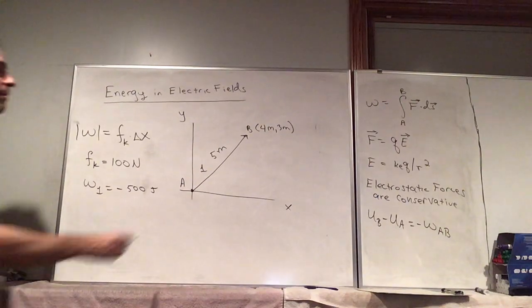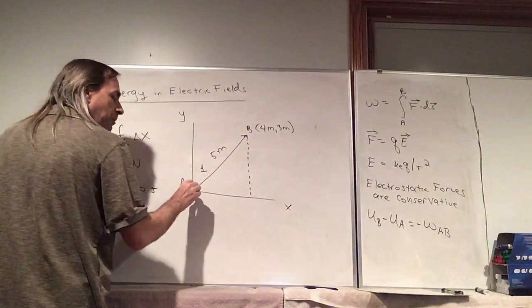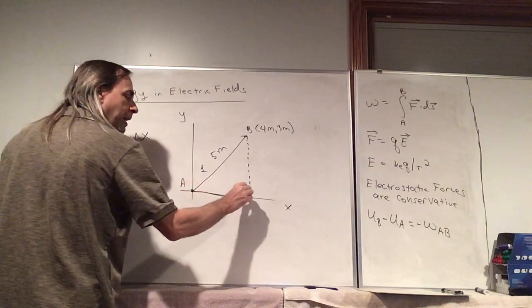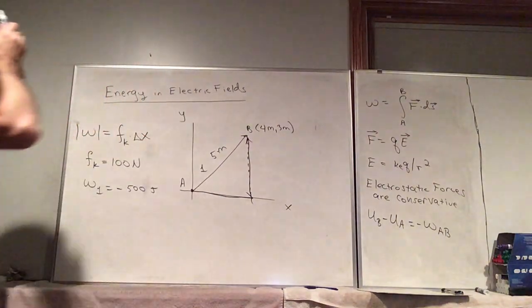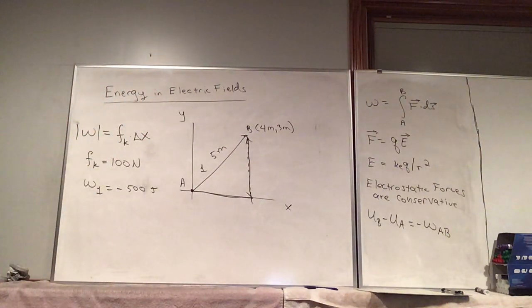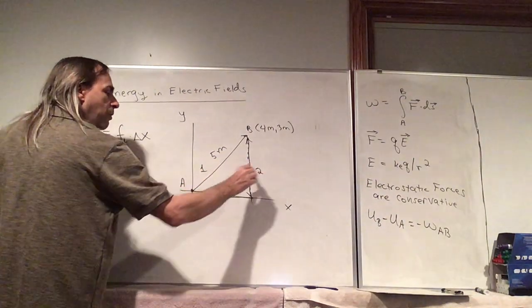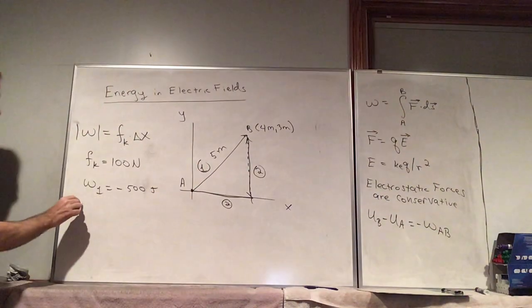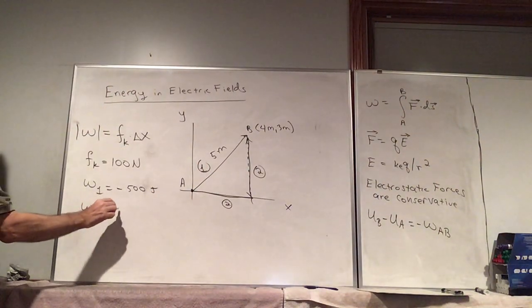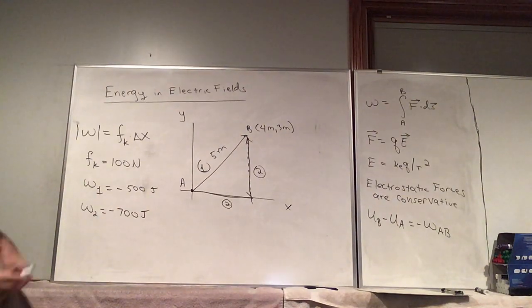Now let's consider path 2, which will start and end at the same place. But say we push the object in the x direction and then push it in the y direction. The total distance traveled is 7 meters. So the work along path 2, these are both path 2, that'd be minus 700 joules. So we get a different answer.